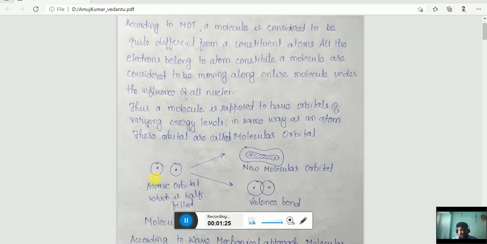As shown in this figure, two half-filled atomic orbitals, on combining, form a cloud of electrons, a new molecular orbital. But in valence bond theory, VBT, they form covalent bonds, which in 2D representation is shown as given below. In other words, you can say that these atomic orbitals are monocentric, but in the new molecular orbital they are called polycentric.